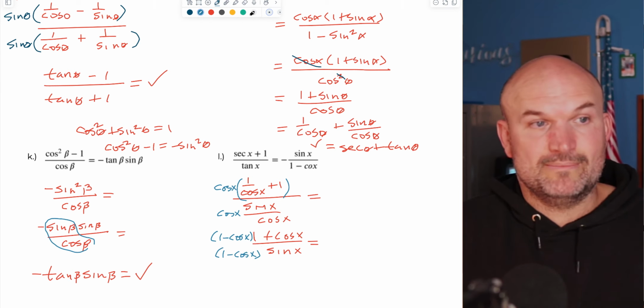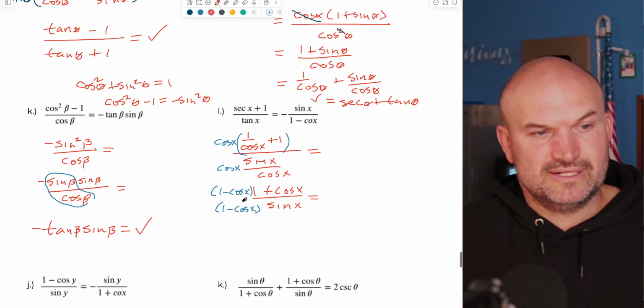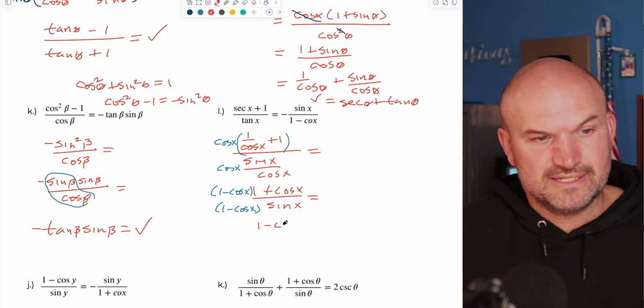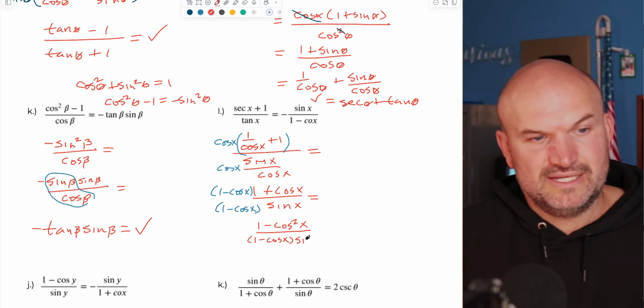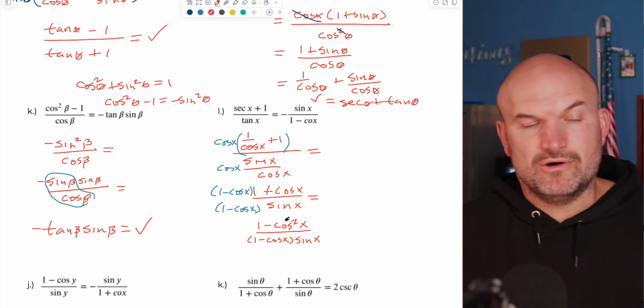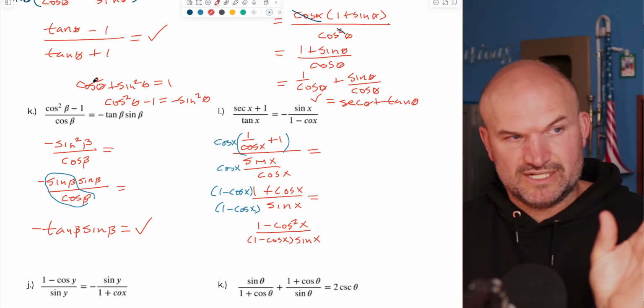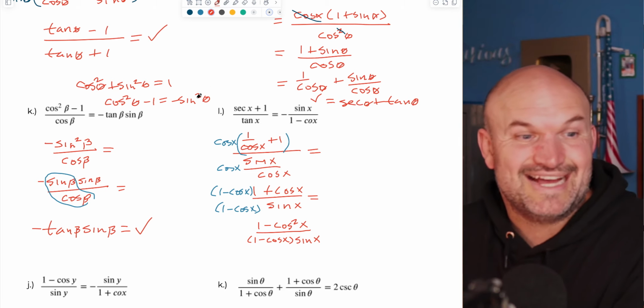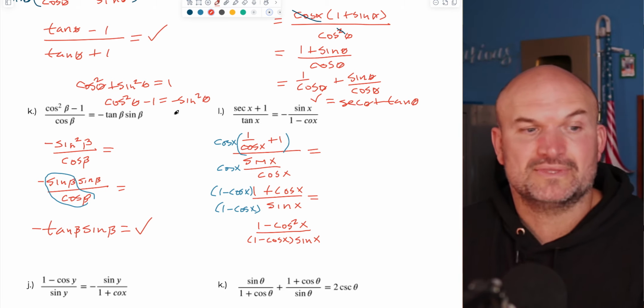That's going to give me a 1 minus cosine squared. Oh man, we're running out of room here. So it'll be 1 minus cosine squared of x. And that's going to be times a 1 minus cosine of x times a sine of x. Okay, now what do we know about 1 minus cosine of x? So if I took cosine squared, subtracting both sides, that's equal to a sine squared, right?